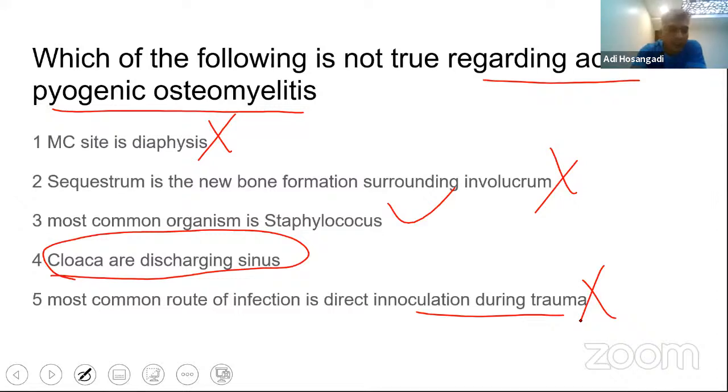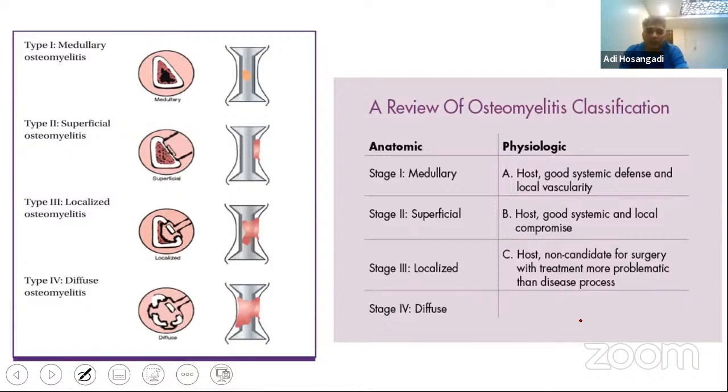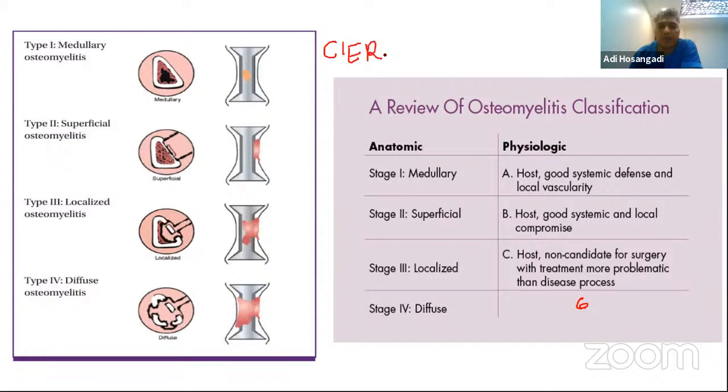Okay. Cloacae are discharging sinuses. Please remember, this is not correct. I will explain what is cloaca with pictures in a subsequent slide. Shivani, please remember. Okay, this is another important thing you should know. This is the classification of chronic osteomyelitis, the Cierny and Mader classification.